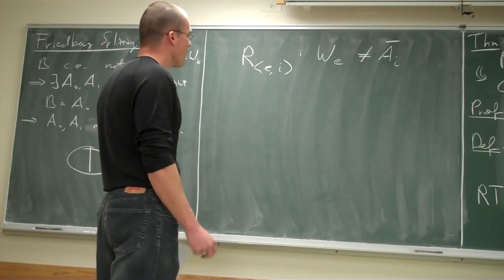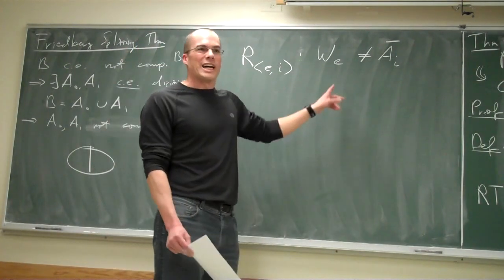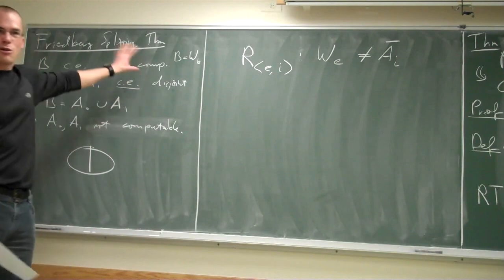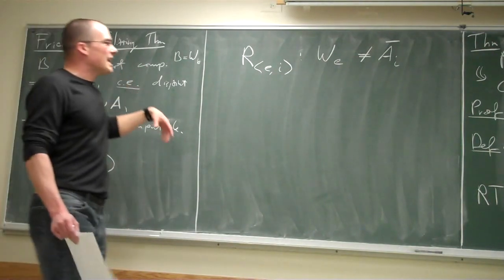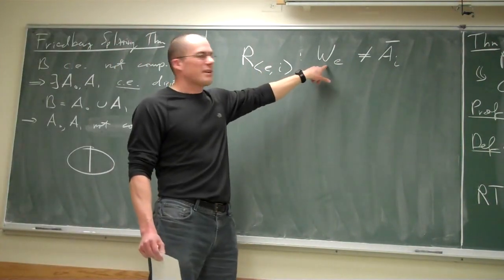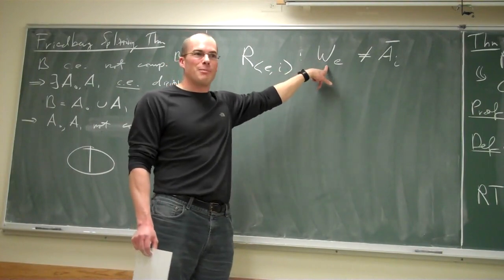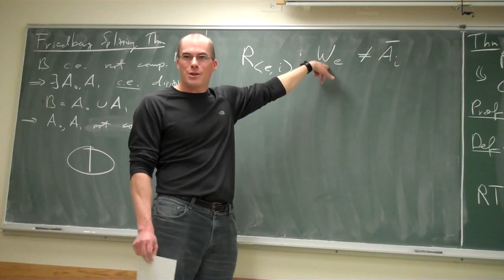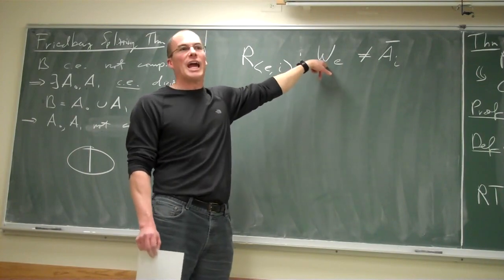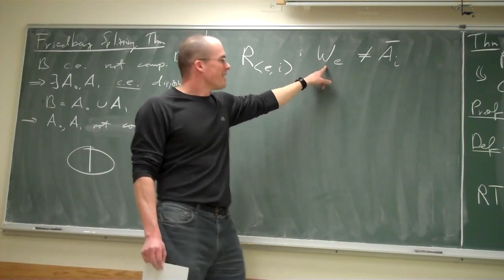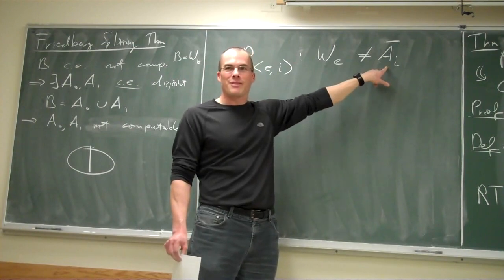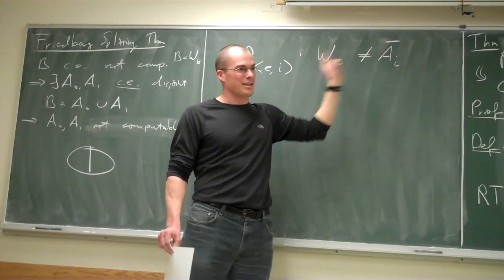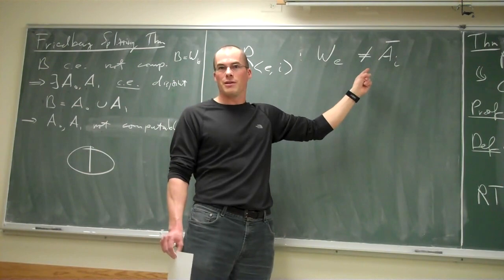So what do we do? Well, what you would like to see is you're going along, you're enumerating these elements of B, and at some point you observe an element which is both in B and in WE. And once you have an element which is both in B and in WE, then you can stick it into AI, and then you have forever satisfied this requirement.